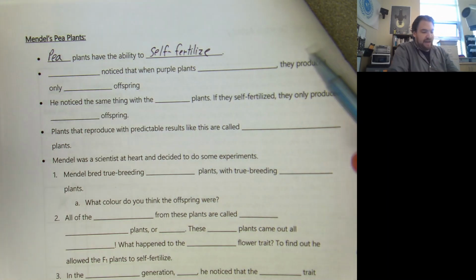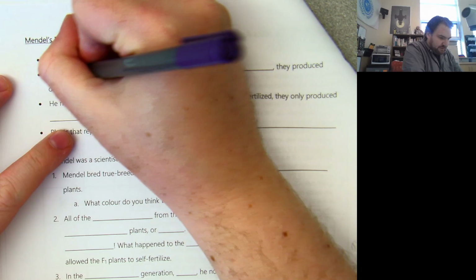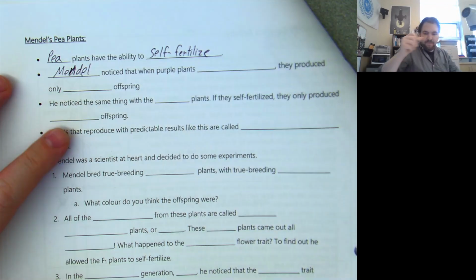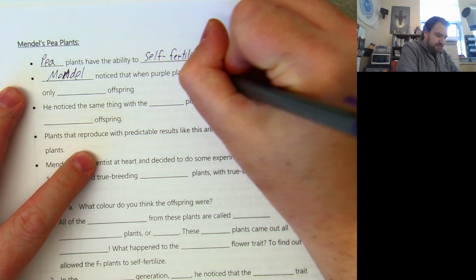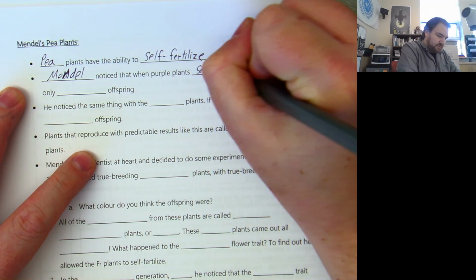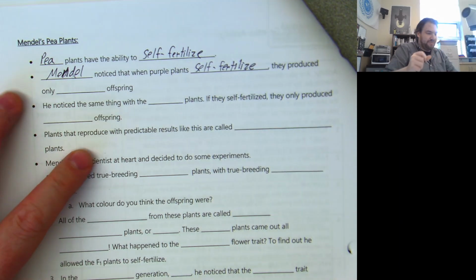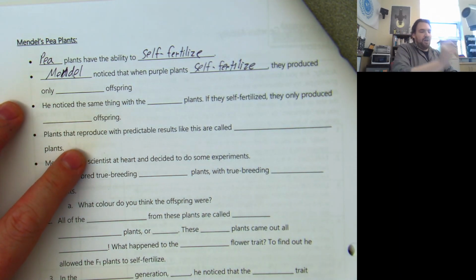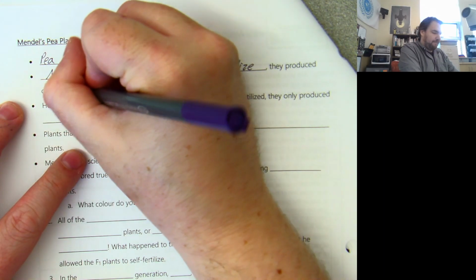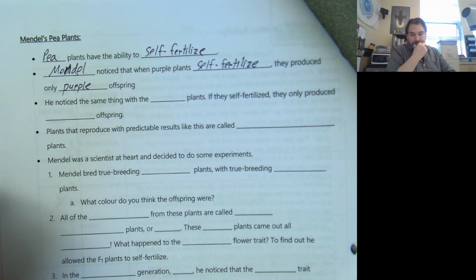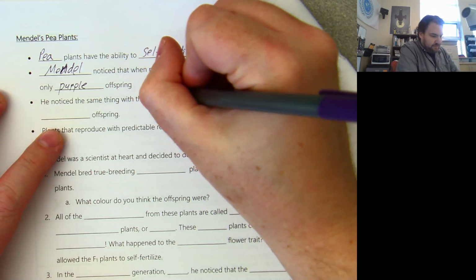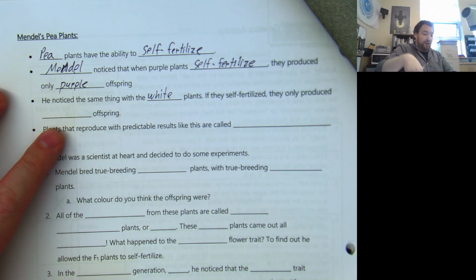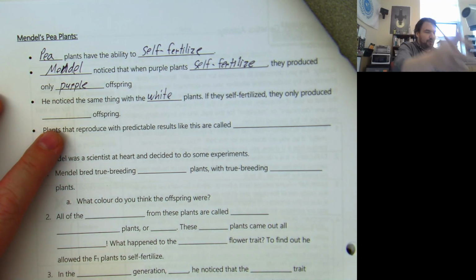And what Mendel recognized, and Mendel is the blank here, Mendel noticed that when purple plants, so plants with purple flowers, self-fertilized, they produced only purple offspring. He also noticed the same thing with white plants. When the white plants self-fertilized, they only produced white flowered offspring.